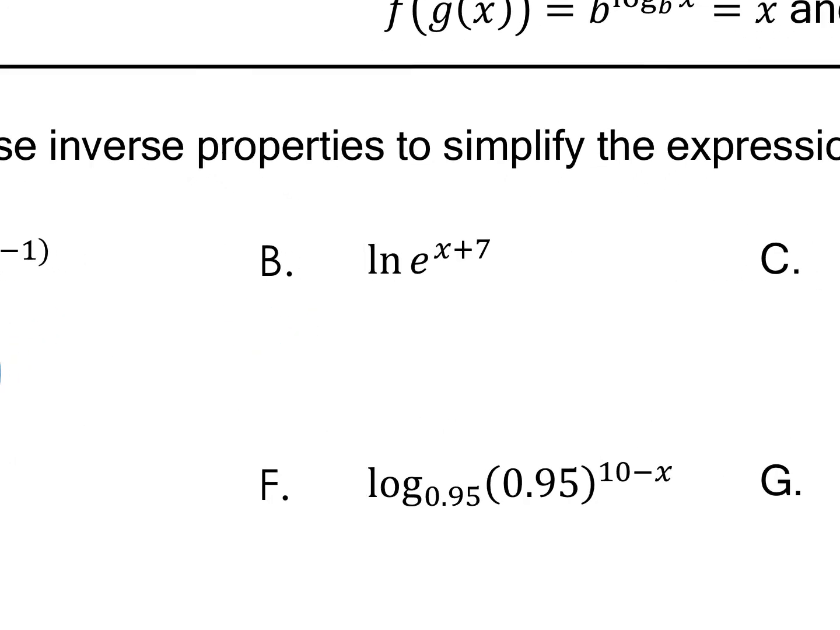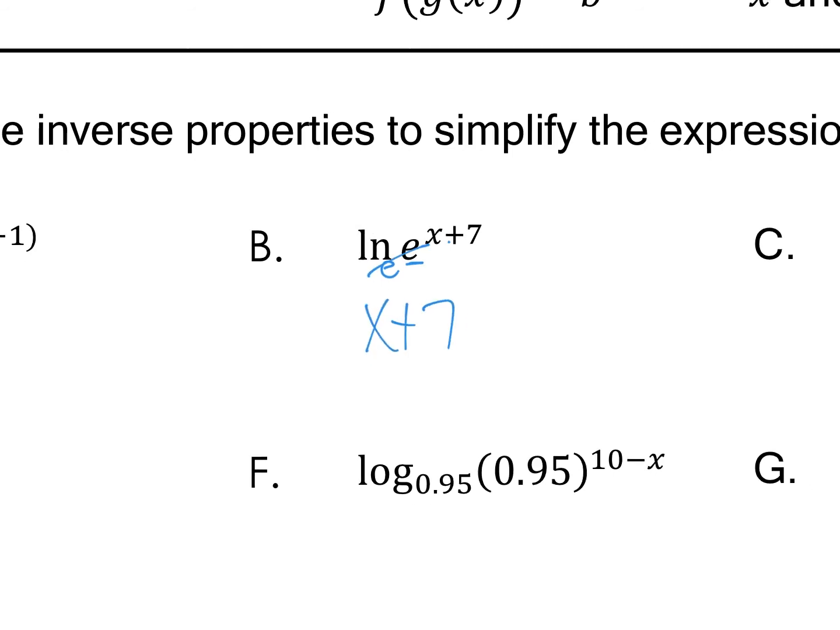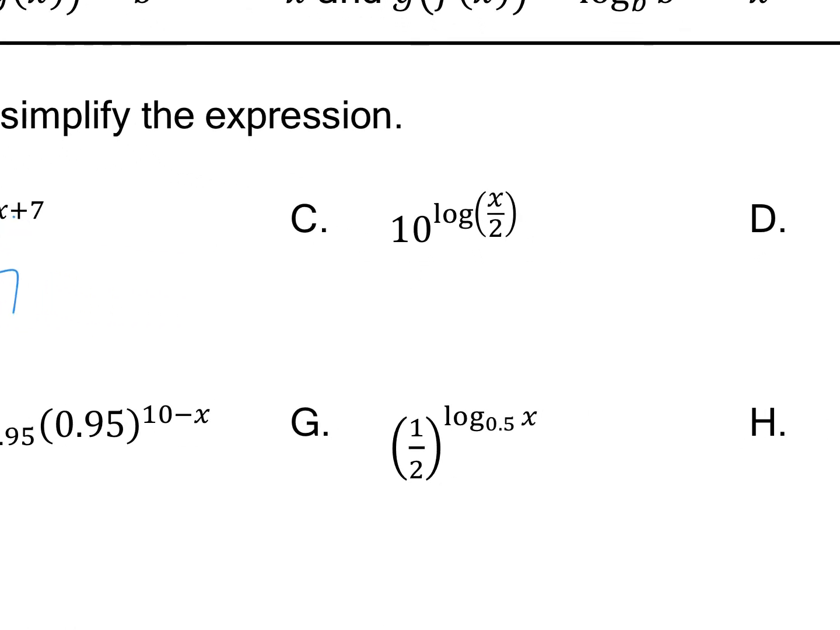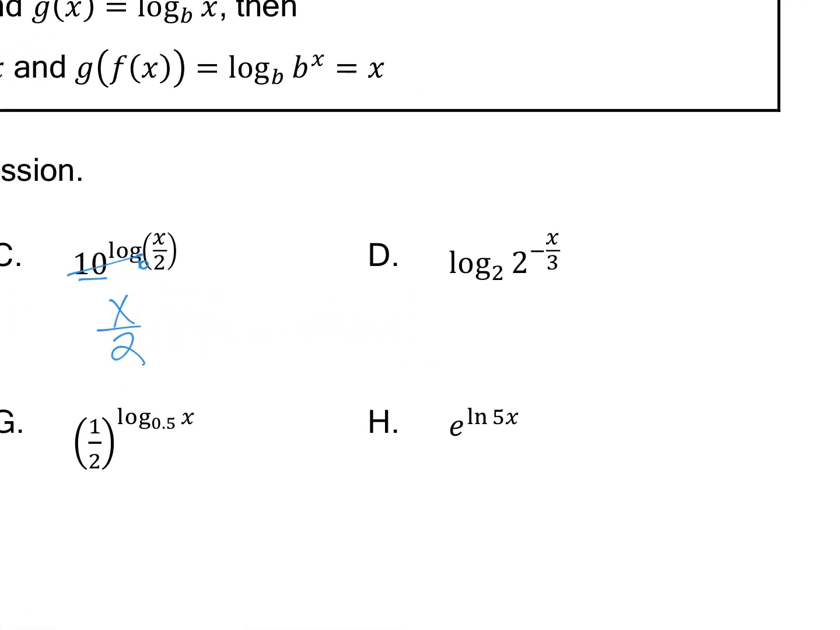So this one, notice my natural log has a base of e. The exponent of the base of this exponential is e, so they cancel each other out. You're left with x plus 7. This one I have a base of 10. This one I have a base of 10. They cancel each other. I have x over 2. This one, my base of the log is 2. My base of this exponential is 2. So again, they cancel each other. You're left with negative x over 3.